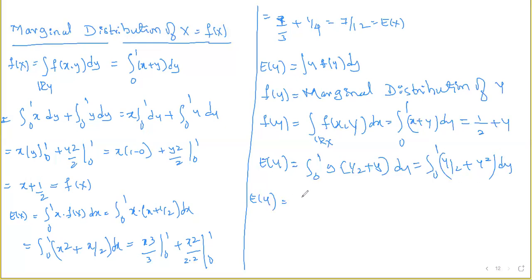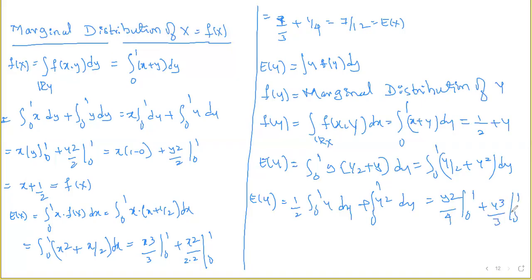So the expected value of y equals 1 by 2 outside, integration 0 to 1 of y dy, plus integration 0 to 1 of y square dy. This is nothing but y square by 4 from 0 to 1, and y cube by 3 from 0 to 1. So here the expected value of y equals 1 by 4 plus 1 by 3. This is also 7 by 12. Is it clear? The expected value of x is 7 by 12, and the expected value of y is also 7 by 12.